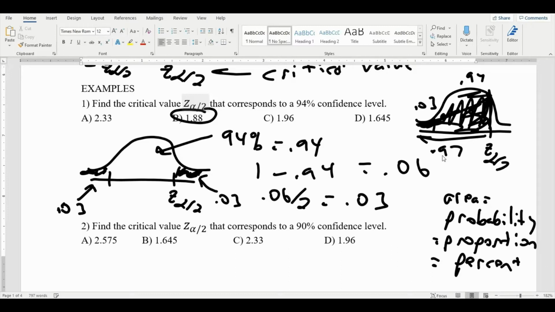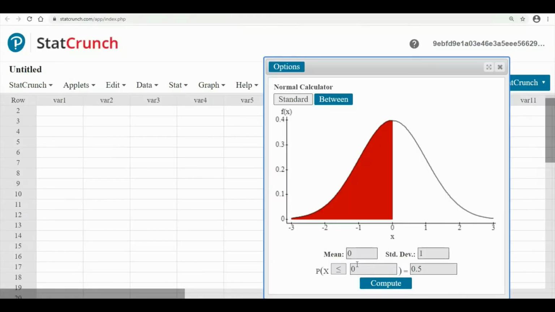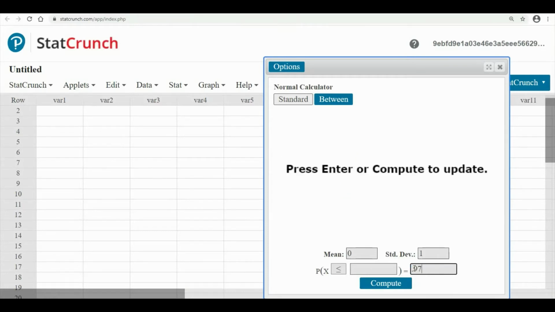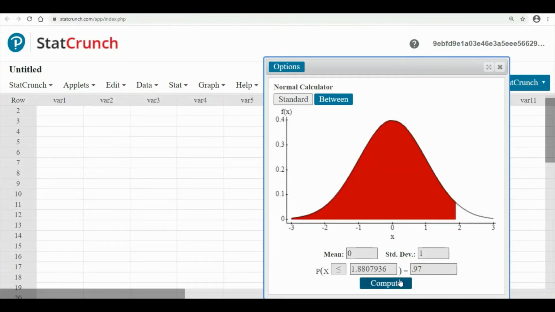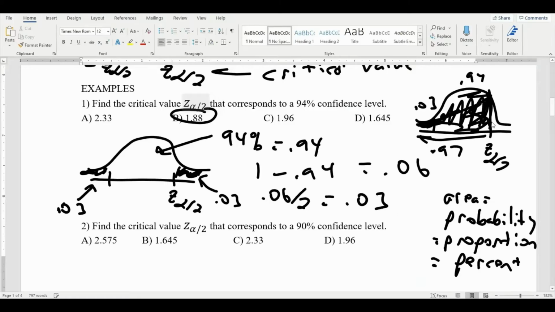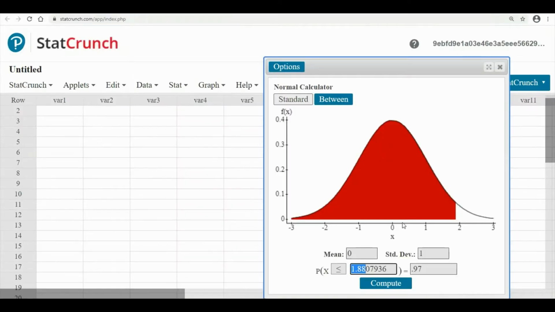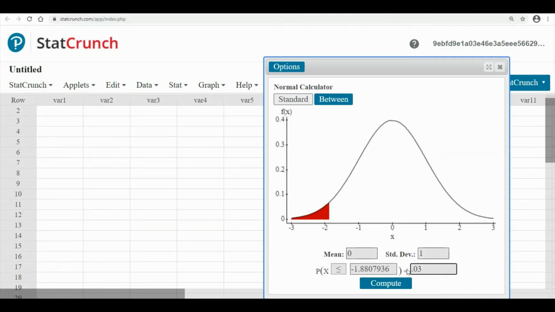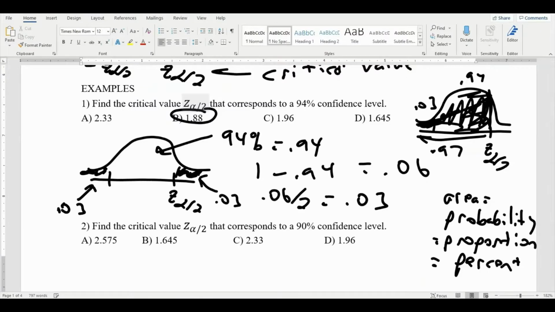So looking at 0.97, the probability is 0.97. Now if I click compute, the picture should be similar, and it is. See that? And I get my 1.88. So it matches up with what I drew. That's why I like StatCrunch. You can see what you're supposed to be doing. And once again, if you use 0.03, you'll get the negative, and that's fine. It's just that part over there. Just remember, use the positive value.